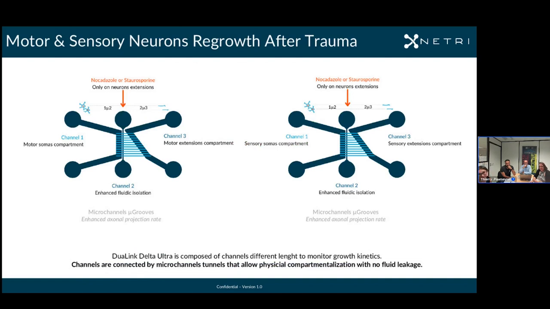We tested 2 drugs that are modulating the neurite outgrowth on both cell types. So nocodazole that destabilizes microtubules, or staurosporine that acts on protein kinase and has a neurotrophic action. It's the same type of protocol, only the timing was adapted because of the different kinetics of the 2 cell types.